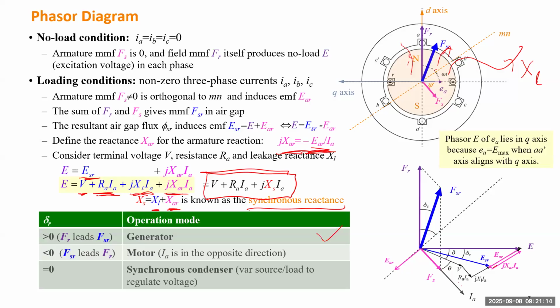For the generator, the magneto-motive force from the rotor winding, the field winding, will be leading the total magneto-motive force, because this one finally generates the voltage to power the external system. So if FR is leading FSR, that is the generator mode. The rotor will revolve ahead of the total magneto-motive force. In other words, the rotor magneto-motive force will be ahead of the stator magneto-motive force. So this angle will be positive.